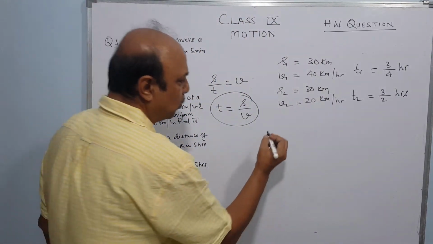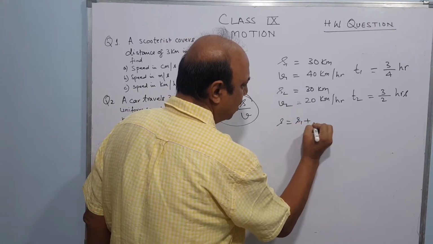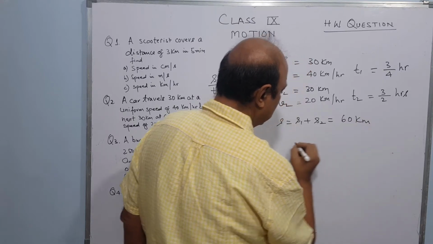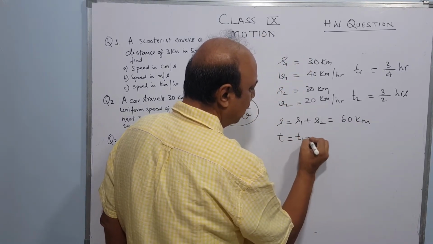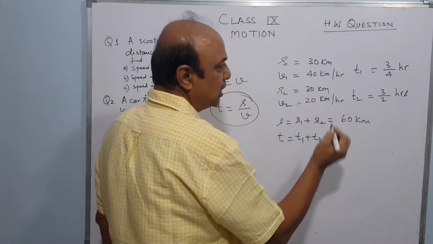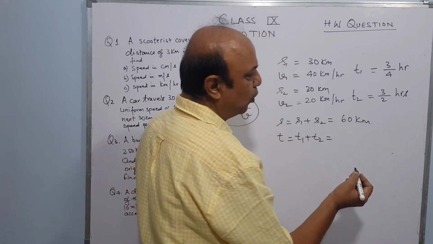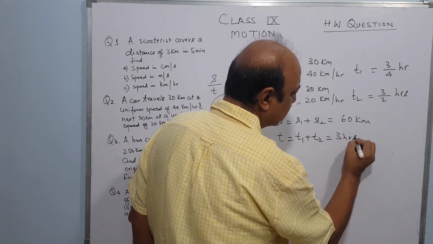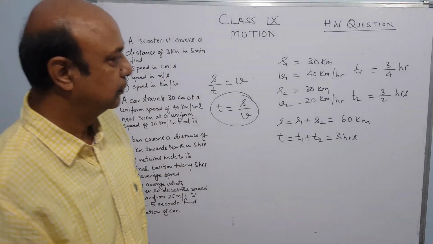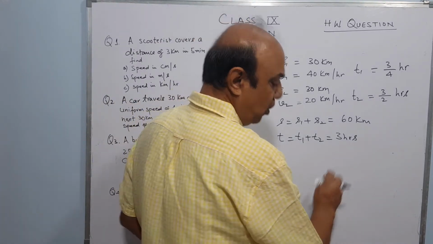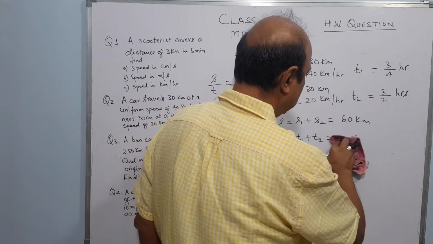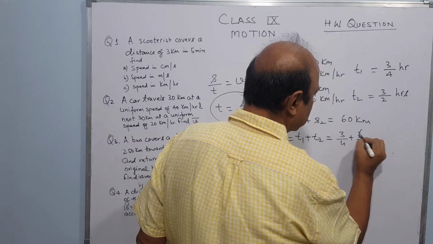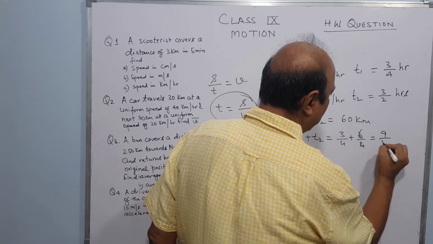What is the total distance? S is equal to S1 plus S2, which is 30 plus 30, that is 60 kilometers. What is the total time? That is T1 plus T2. How much is that? 3 upon 4 plus 3 upon 2, or 9 upon 4. Let us correct it: 3 upon 4 plus 3 upon 2 makes it 3 upon 4 plus 6 upon 4, which is 9 upon 4 hours.